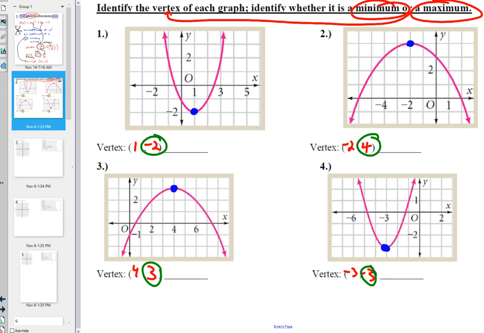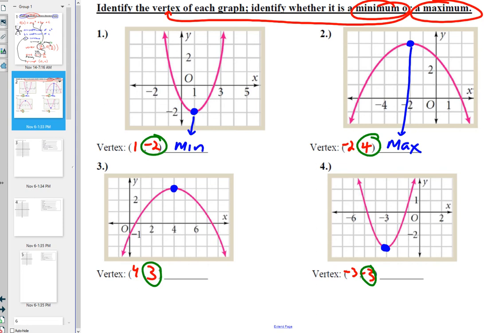So if you go back and look at the first one, is that an upward or downward facing parabola? It is facing up. And because it's facing up, is the vertex then at the bottom of the parabola or at the top? Because it's at the bottom, that vertex would be the bottom of the parabola. If the parabola opens up, we have a minimum. Look at number 2. Is that vertex at the top of the parabola or at the bottom? At the top. Therefore, the vertex would be a max.